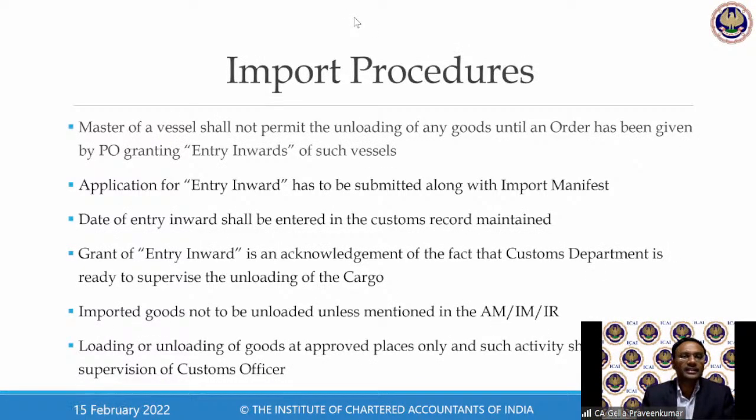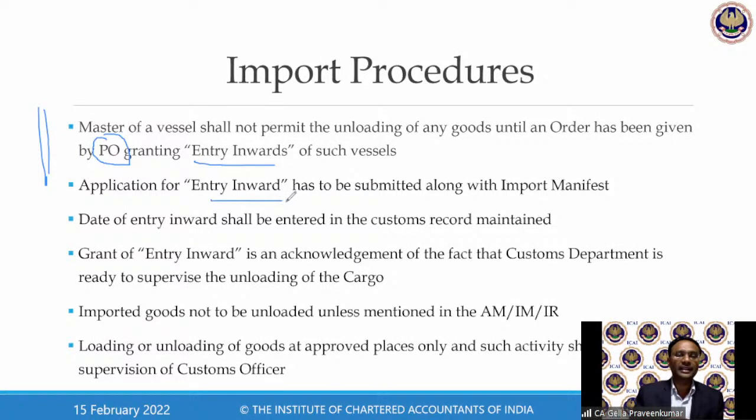Now, this particular person in charge gets a permission from a proper officer for causing entry. That means whenever a vessel comes to India, they unload the material. So they have to take a permission. "Sir, I'm coming from so-and-so place. I want a permission to get inside." Only when a proper officer gives a permission, they can cause entry inwards. Otherwise, they're not permitted to cause entry inwards.